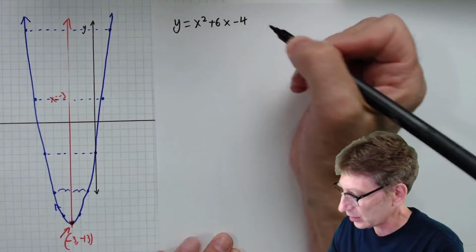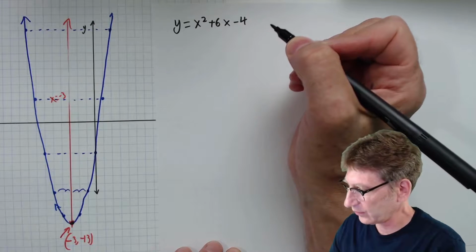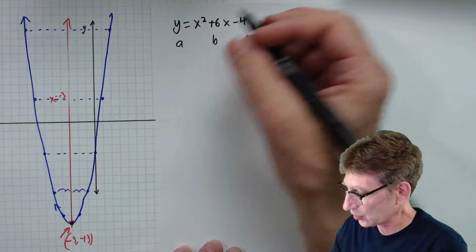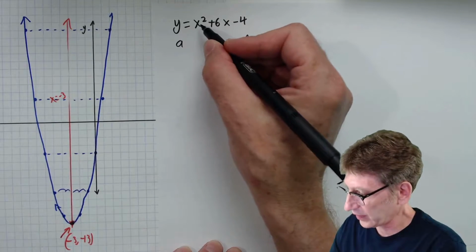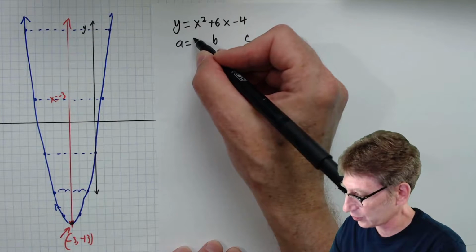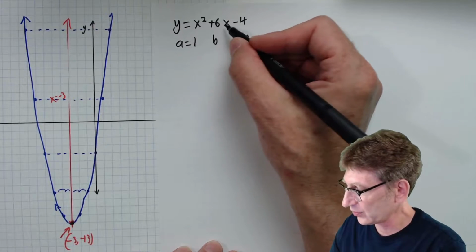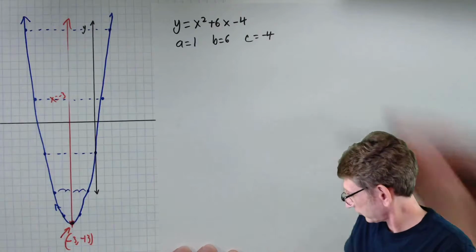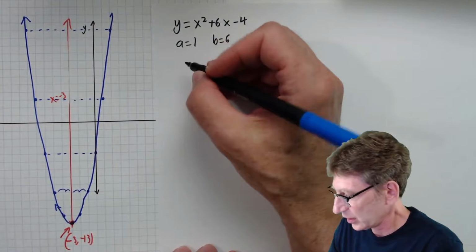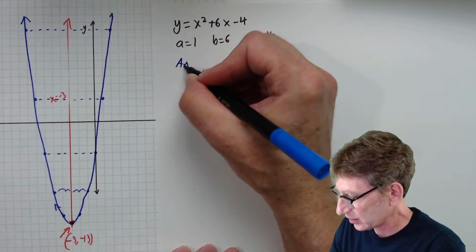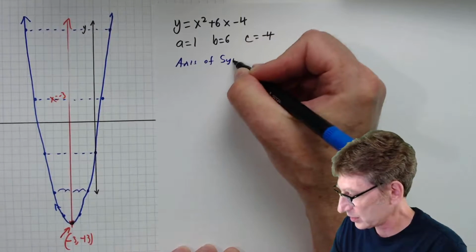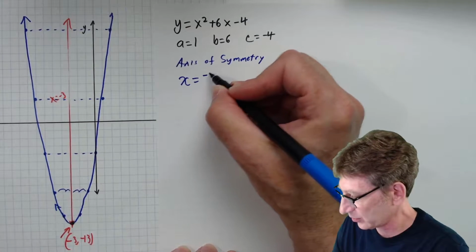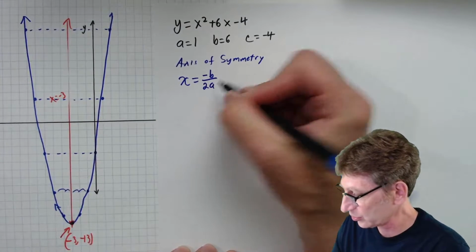Each of these terms in the quadratic function are considered a, b, and c. So let's write down the values. Since the coefficient of x squared is 1, we don't write it, but it's 1, a equals 1. The coefficient of the linear term, 6x, is 6, and the constant is negative 4. What we are going to use is a formula to get the axis of symmetry. The axis of symmetry is found with this simple equation, x equals negative b over 2a.